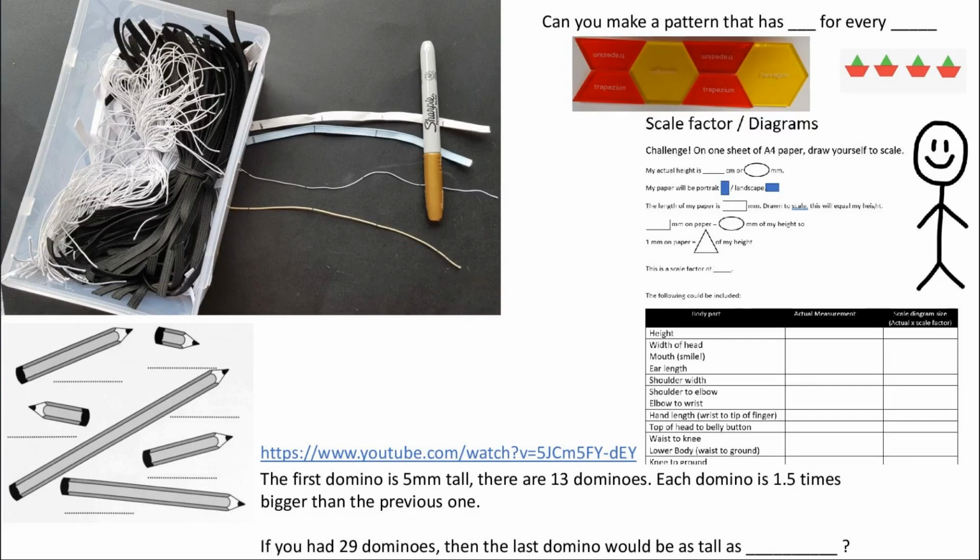There's a great little video on dominoes, which you can watch later on, but each domino is 1.5 times bigger than the previous one. And if you had 29 dominoes, how big would that last domino actually be? So it's not about adding on, it's about multiplying. So when you measure the pencils, Christine's pencil is half the size of Lee's pencil, and so on and so on.